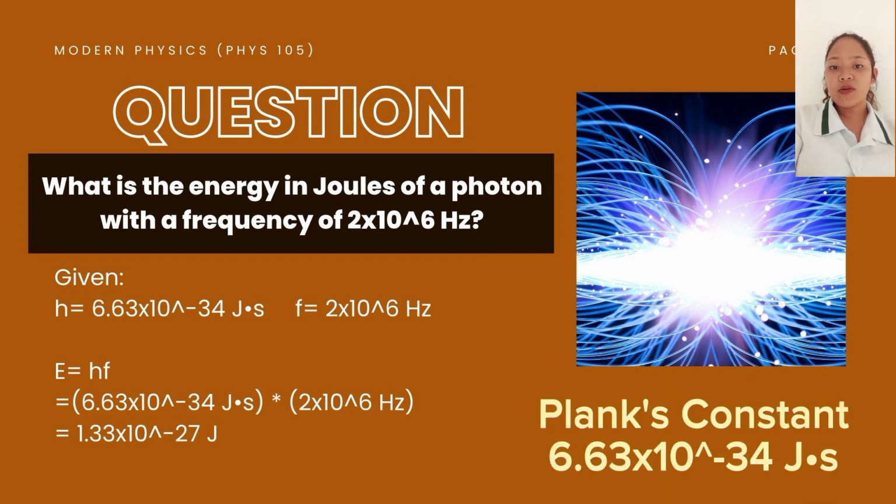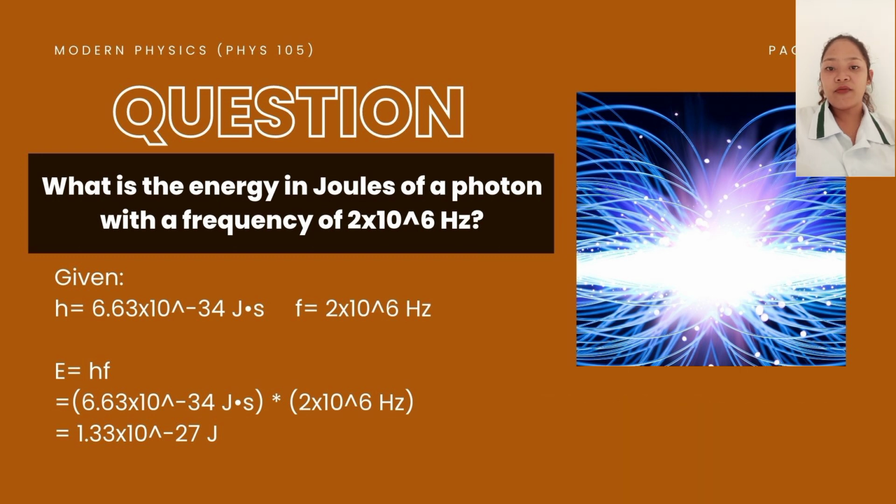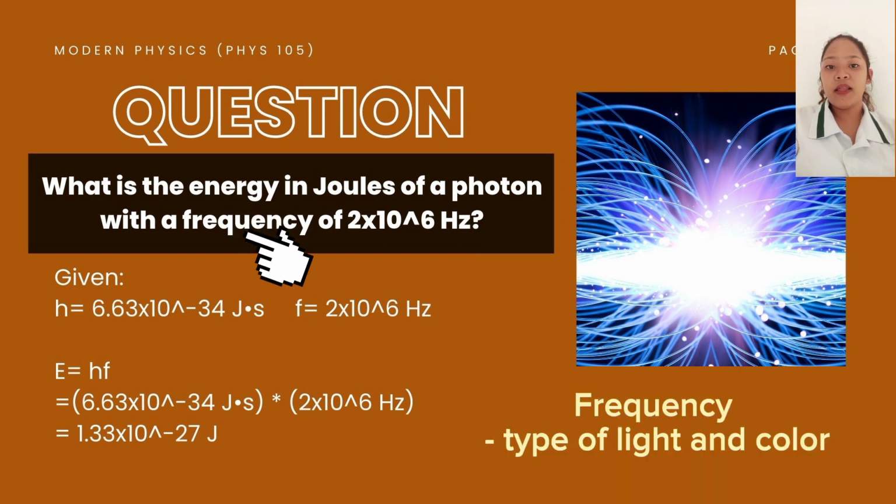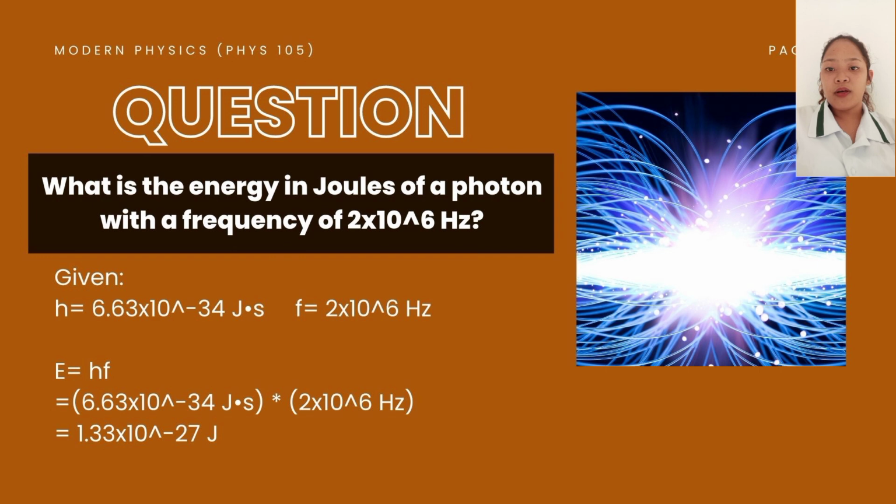Planck's constant is equal to 6.63 times 10 raised to negative 34 joule-seconds. And f is the frequency, which tells you what type of light it is, and in the visible range, it tells you color. So, the energy of a photon is a constant times its color.